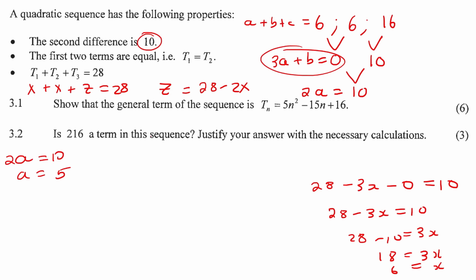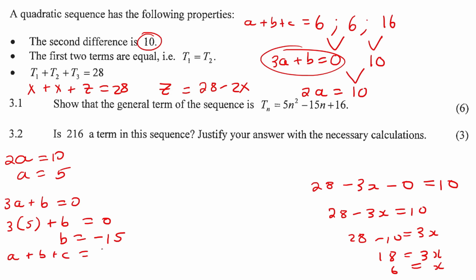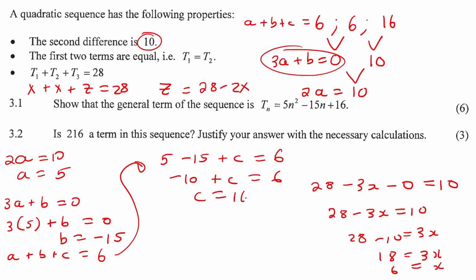Now we can work over here. So we can say that 3a plus b equals 0. So 3 times 5 plus b is 0. So if you had to work out b, you would get negative 15. And then a plus b plus c is 6. So a is, we said, was 5. B is negative 15. And then c, and then that's all equal to 6. So this would be negative 10. And so if you had to work out c, you would get 16.